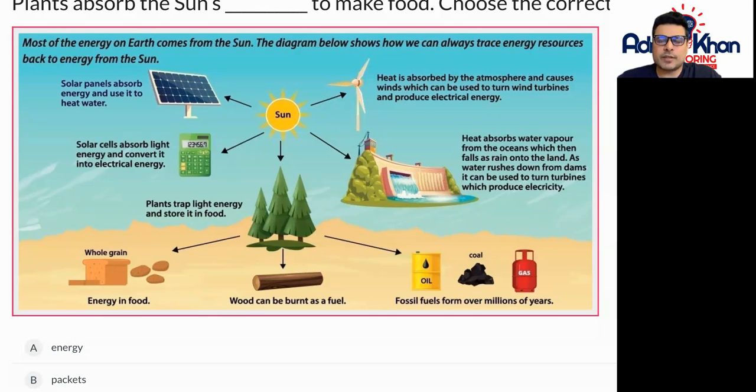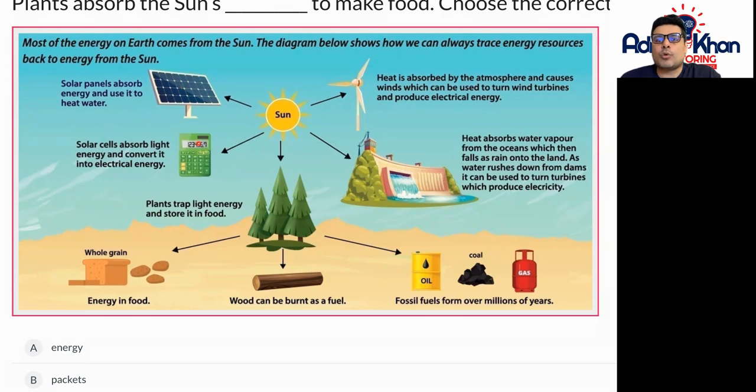So most of the energy on Earth comes from the sun. The diagram below shows how we can always trace energy resources back to the energy from the sun. So for example, solar panels absorb energy and use it to heat water. When the sun hits the solar panels, the chemicals in the solar panels create energy.